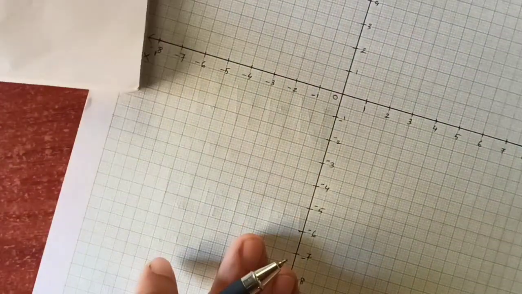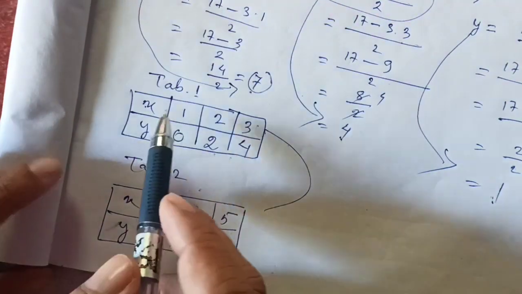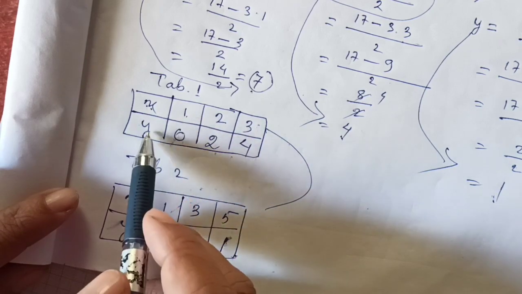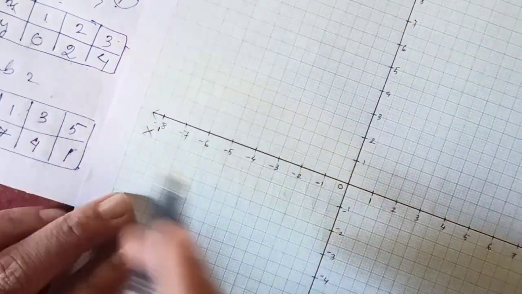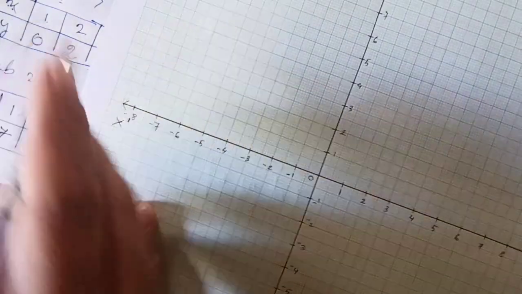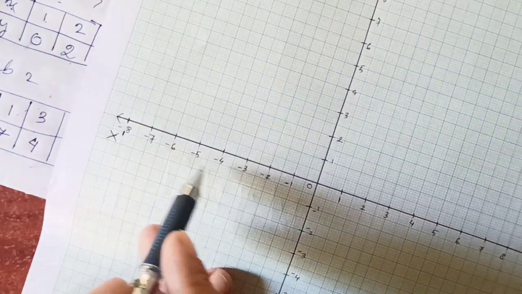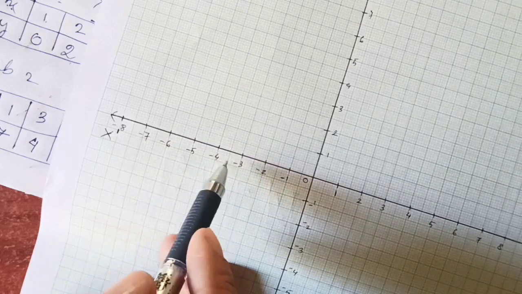So let us mark the points which are given here. First value is x is 1, and y value is 0. So how will we mark this one? See, when x is 1, this is a plus value, that is why we are going to indicate in this area, not this side. This area is also x value, but these are for negative values, so we don't have any negative value here, so plus 1.